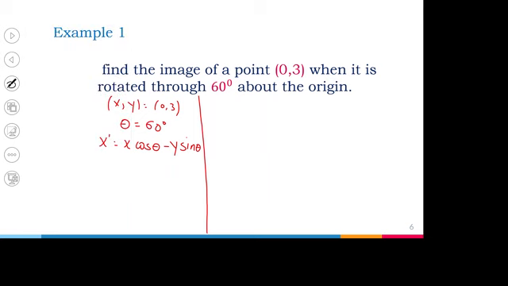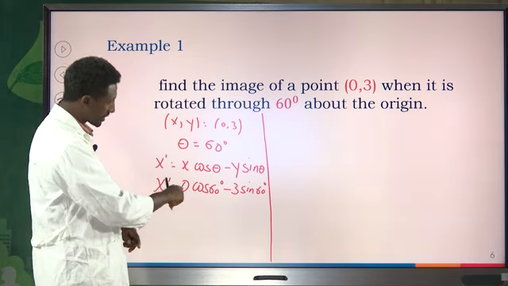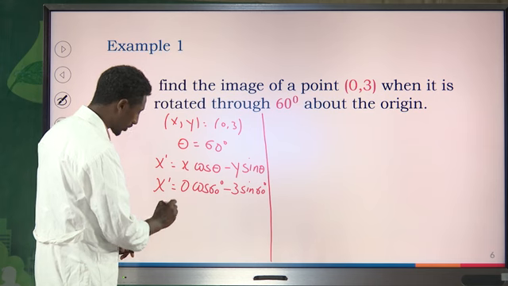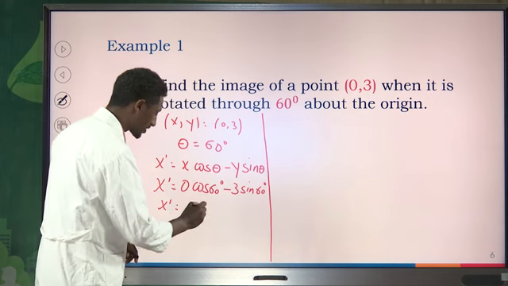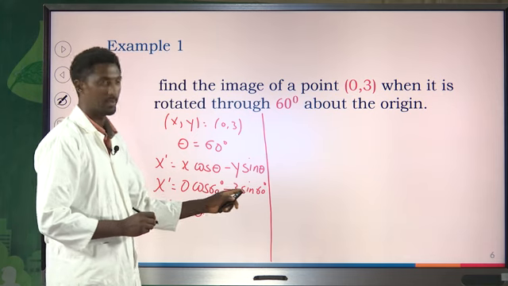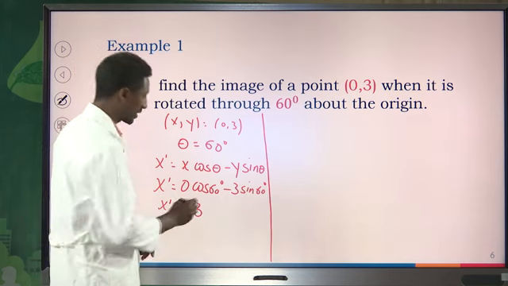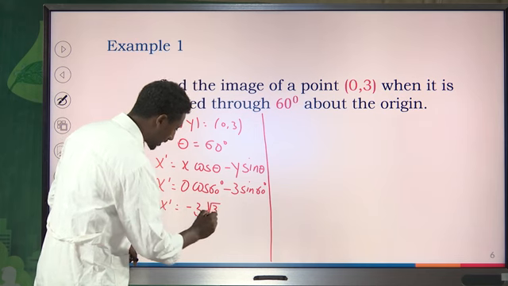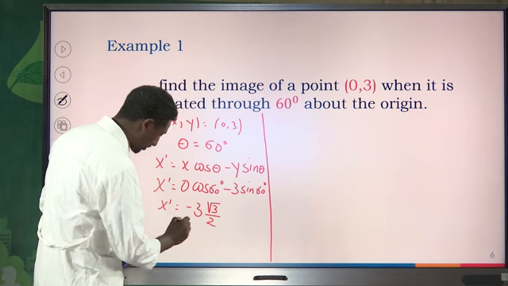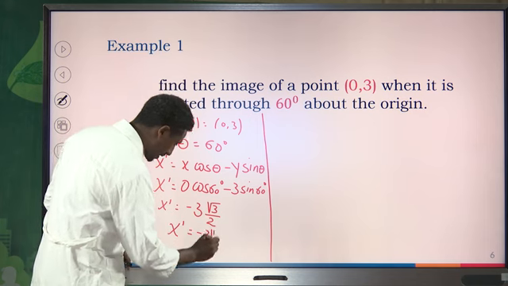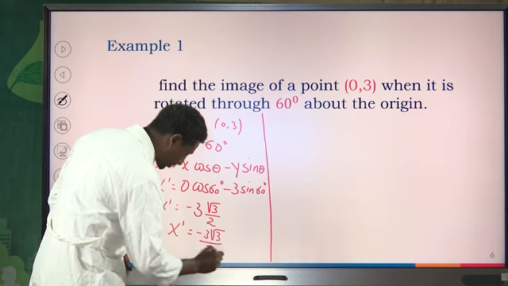So x' equals x cos theta minus y sin theta. So x' equals, x is now 0, then cos 60 degrees minus y, that is 3 sin 60 degrees. Now 0 times cos 60 degrees is 0, so x' equals minus 3 times sin 60 degrees. What is the value of sin 60? It is the square root of 3 over 2. So x' equals minus 3 times the square root of 3 over 2.